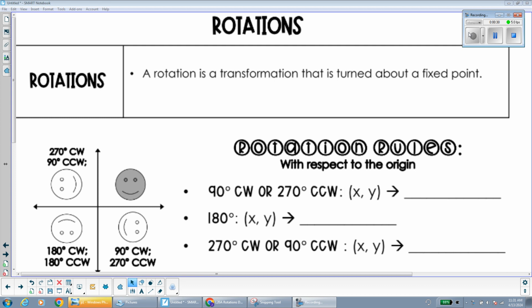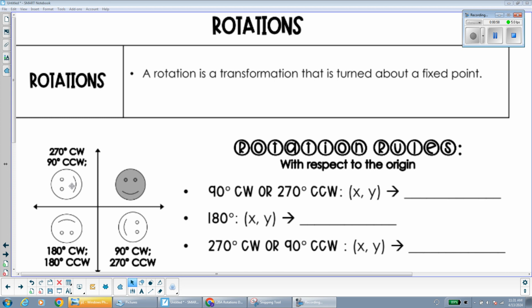Also, if it doesn't specify what the center of rotation is, it is assumed the center of rotation is the origin, unless otherwise stated. Keep in mind that when we rotate or turn an object, since it is turning, the direction that it's facing is changing. The orientation changes.